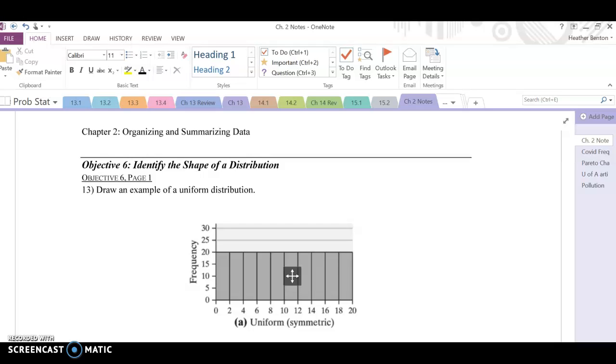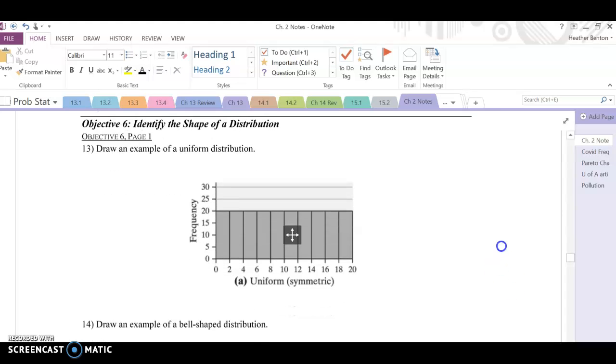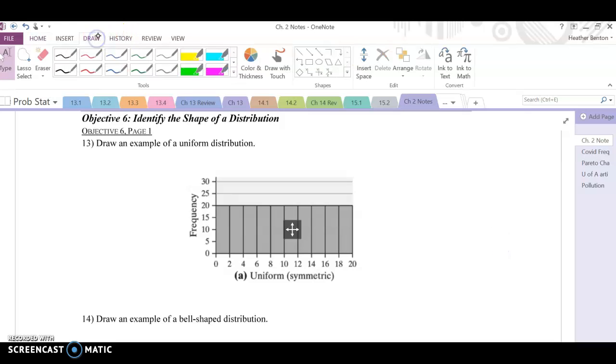So in our activity, I hope you sorted your graphs into what we're getting ready to talk about, the four main shapes of graphs. This first one is called the uniform distribution. What that looks like is it's straight all the way across.